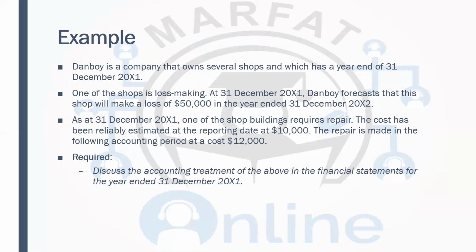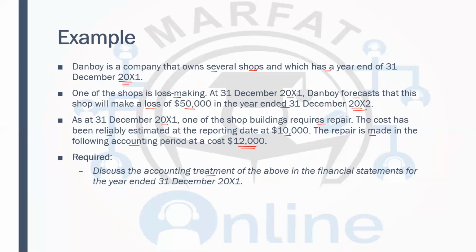Now we have an example. Danboy is a company that owns several shops which has a year end of 31st December 20x1. One of the shops is loss making. At 31st December 20x1, Danboy forecasts that this shop will make a loss of 50,000 in the year ended 31st December 20x2. Now they think there's a shop which will make the loss in the next year of $50,000. As at 31st December 20x1, one of the shop buildings requires repair. The cost has been reliably estimated at the reporting date of $10,000. The repair is made in the following accounting period at a cost of $12,000. Discuss the accounting treatment of the above in the financial statements.